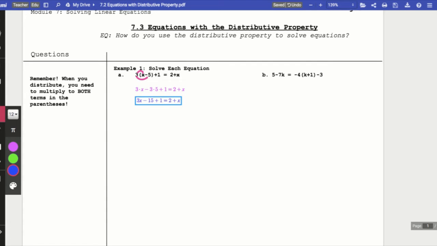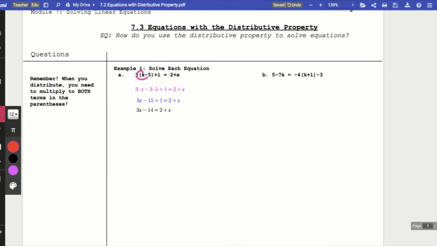At this point, I have some terms I can combine. This is where it gets a little bit tricky because you have to pay attention. Negative 15 and 1 are both numbers on the left, so I'm going to combine those to have a smaller equation to work with for my next step. When I combine them, I have 3x, and negative 15 plus 1 is negative 14. So 3x minus 14 equals 2 plus x. Notice that I still haven't done anything with the right side of that equation yet.